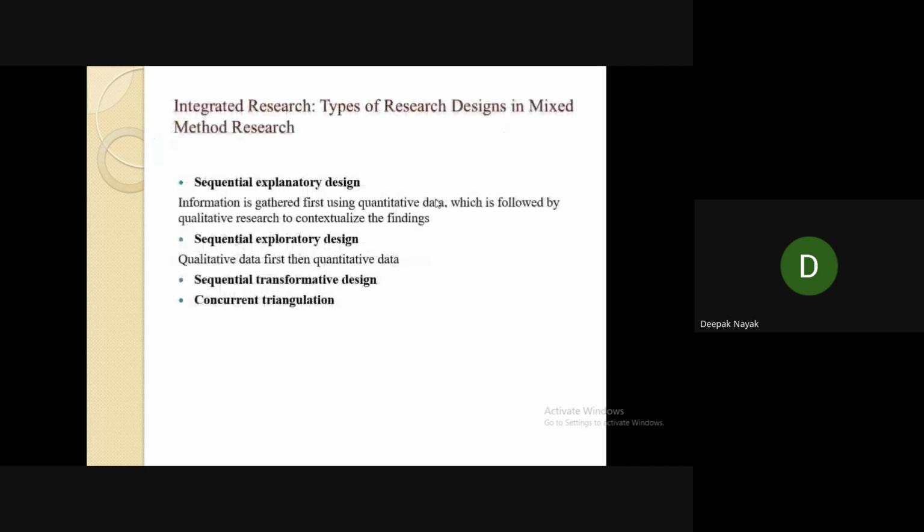Then the sequential exploratory design. Here, first some qualitative data is collected to explore or to gain some preliminary understanding about things. This is something like just interacting with some people to know whether child labor is happening in their place, whether child labor is a problem in their area, or to understand who the people are who take child labor and who are going for child labor.